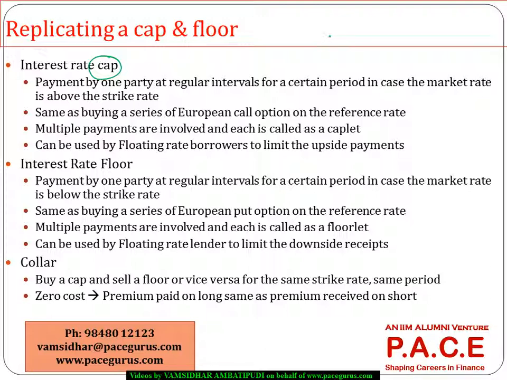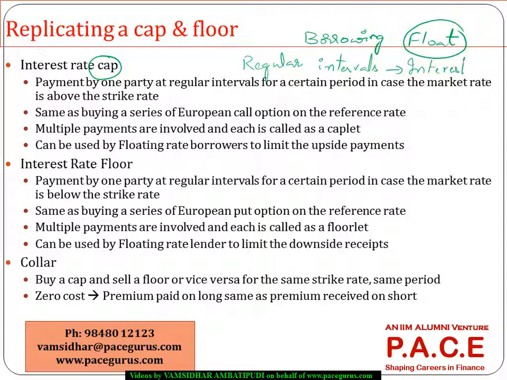So it's as good as saying, let's say I am borrowing at a floating rate. Now, once I have borrowed at a floating rate, at regular intervals, probably on a monthly basis or quarterly basis, whatever is my payment period, depending on what is the floating rate that is persisting at that point, my payment would be depending on that.